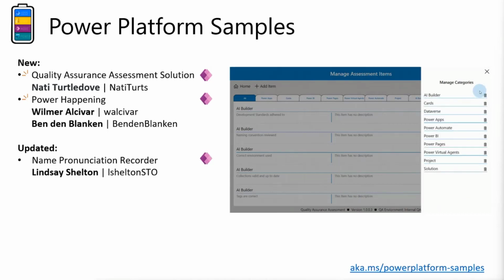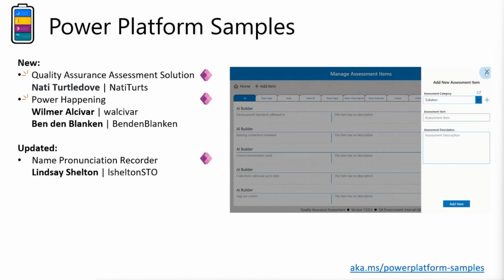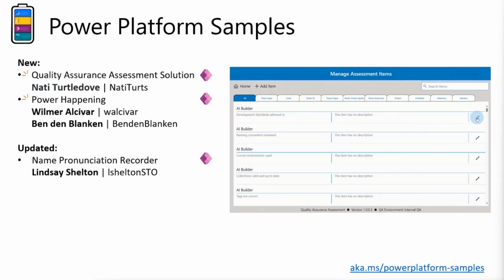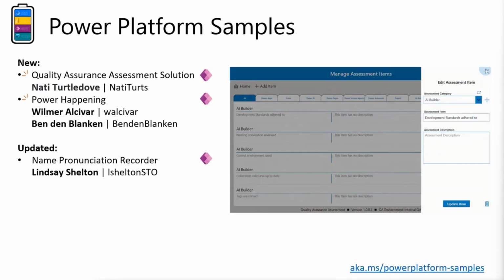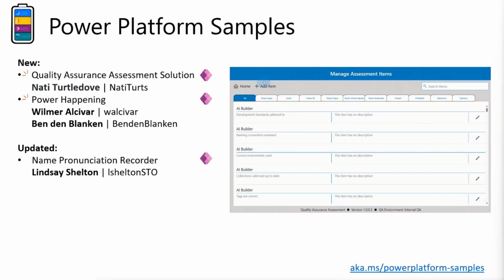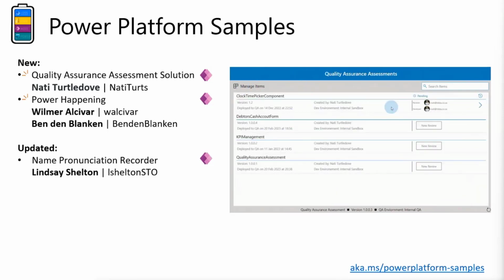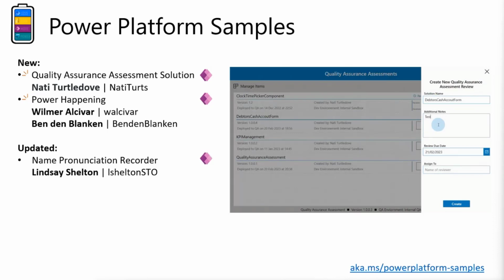And so the new samples are one from Natty Turtle Dove, a quality assurance assessment solution, which really leverages Power Platform pipelines. Try to say that 3 times fast. And it actually emulates the COE toolkit, where you can actually deploy your code through the full application lifecycle management and do quality assurance assessments.